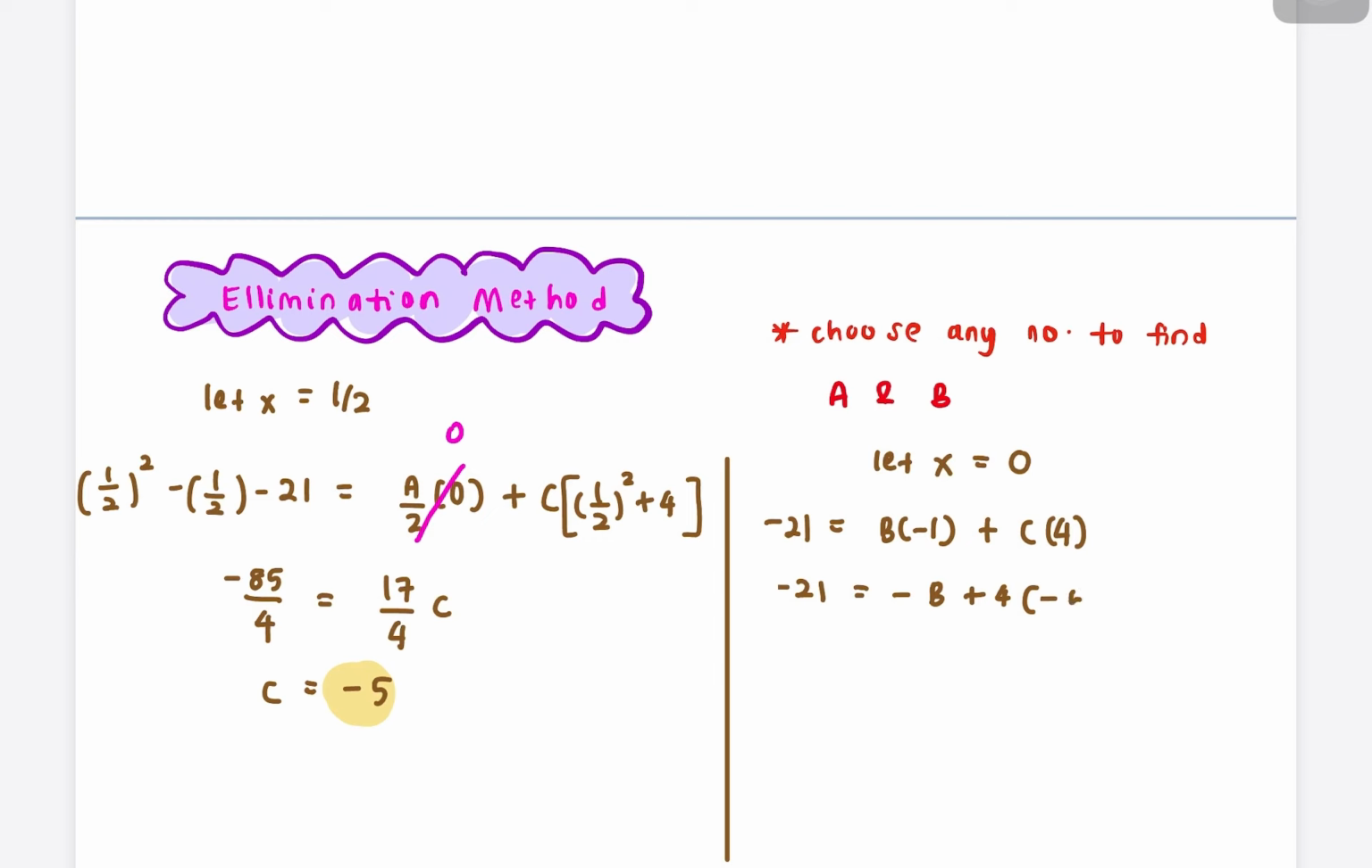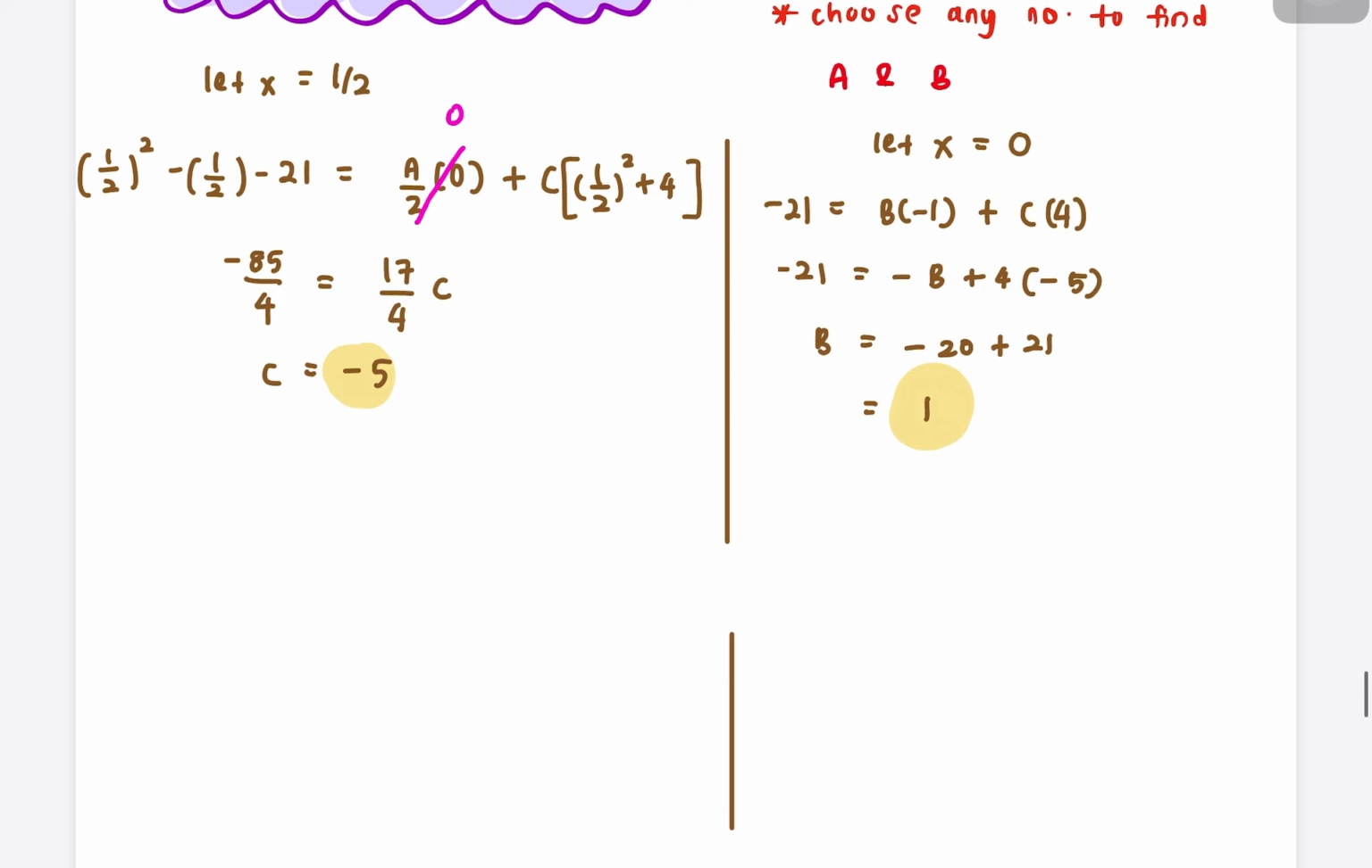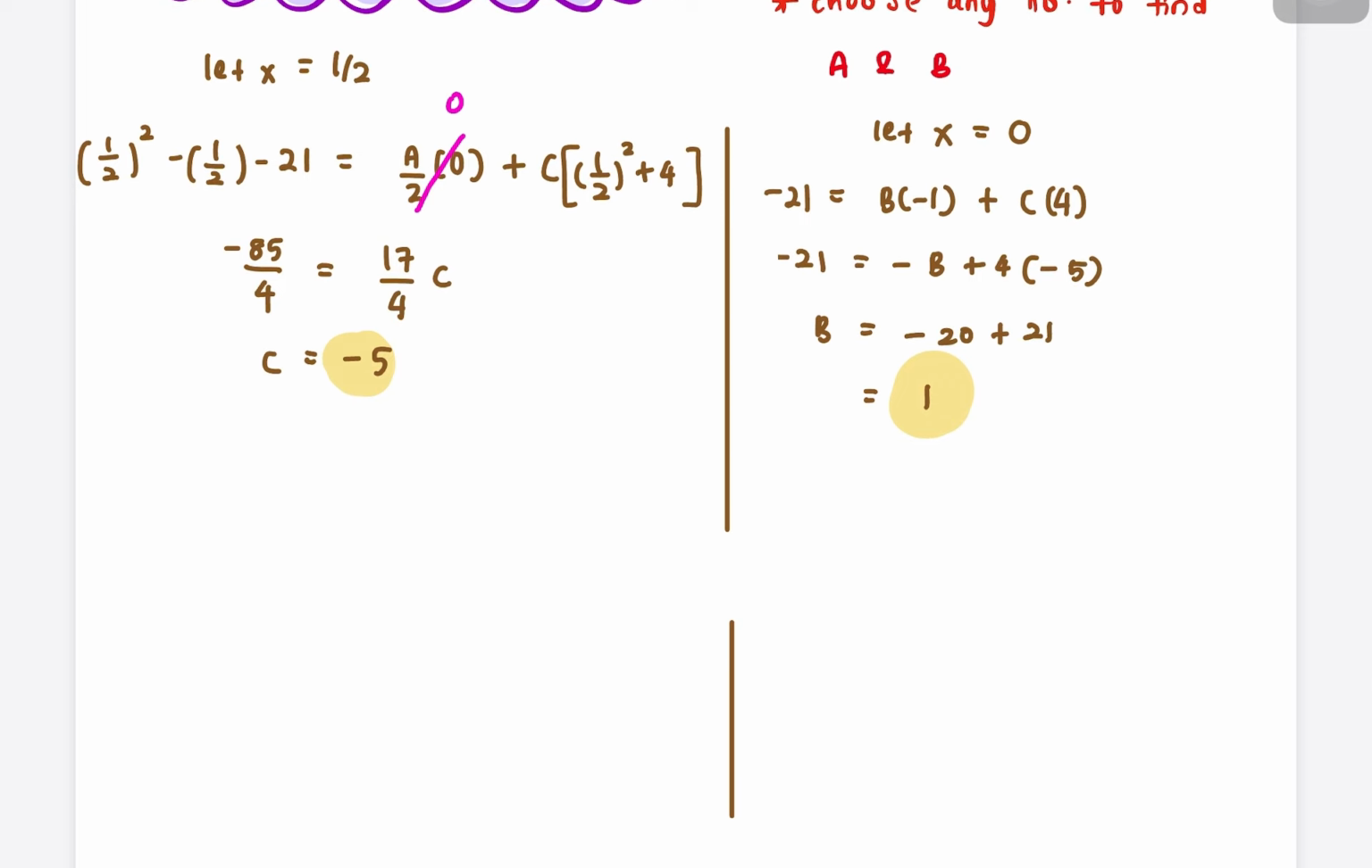So how to find a? Just let x be any number. So let's say we let x be 1, for example. x can be any number. So this one, Madam highlights first. This is x equal to half, x equal to 0, and then this is x equal to 1. So just substitute all the x values with 1. Okay, all the x values with 1.